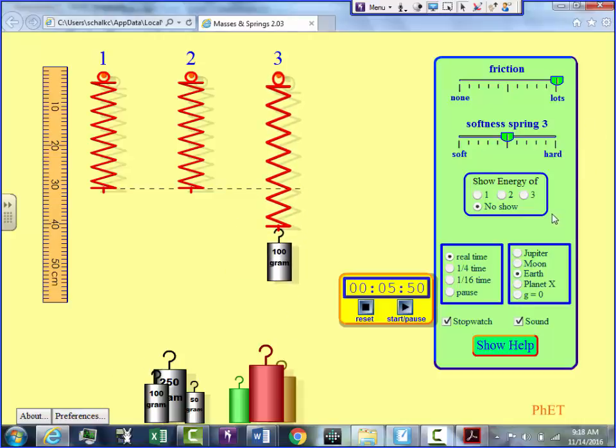Okay, so I put friction on high just to make sure it stopped there. First thing I want to do is find the new equilibrium position. So why don't we say that the new equilibrium position is right there?